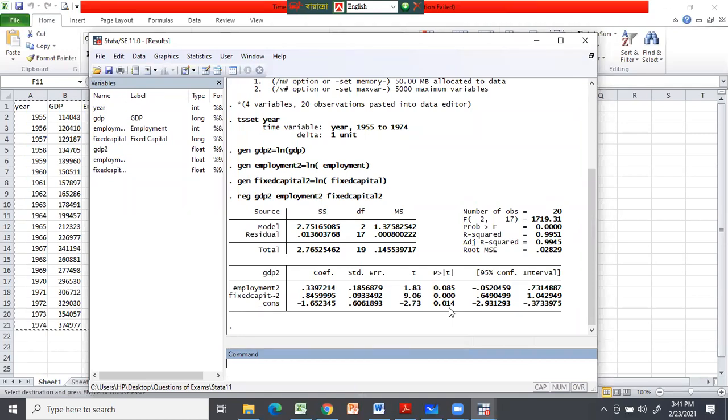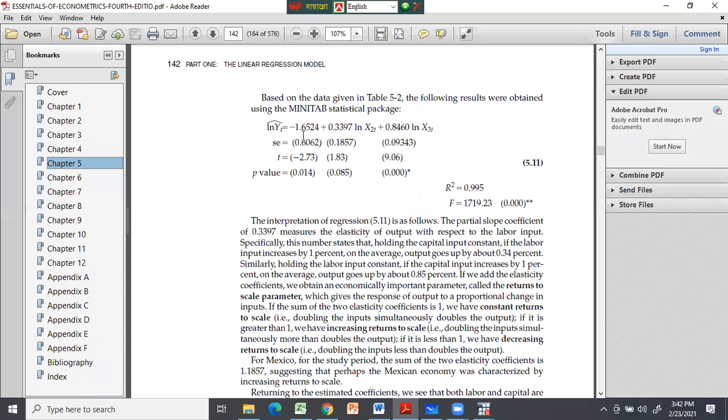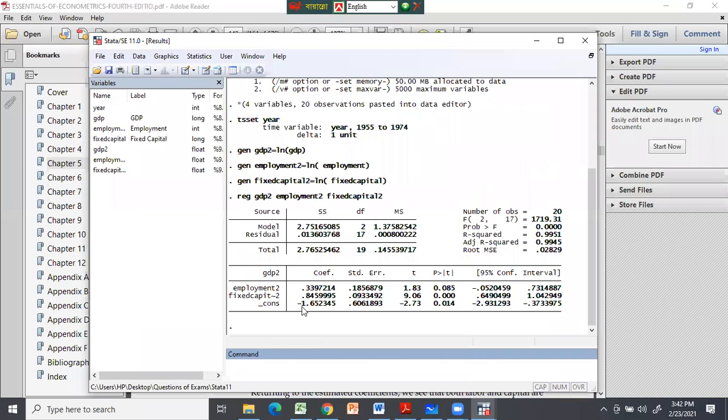We can see here that the coefficient value is 0.3397 for employment2, 0.8459 for fixed capital2, and for the constant, it is minus 1.6523. Okay. And if you just look at the output given in your text here, is it similar? Minus 1.6524 is the output of the constant, can you see?